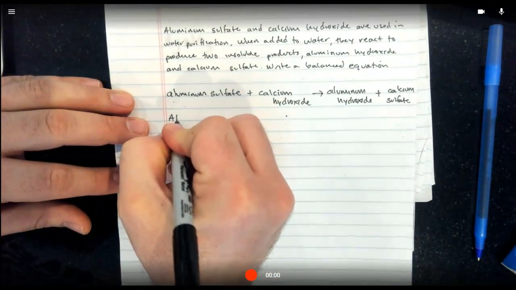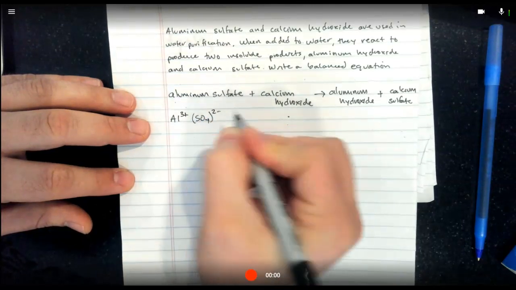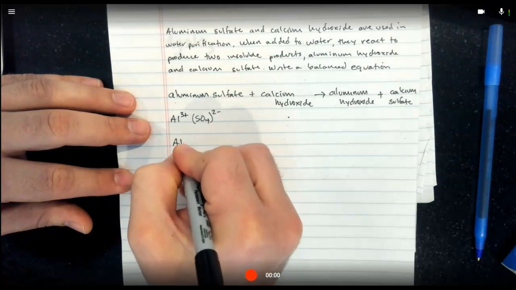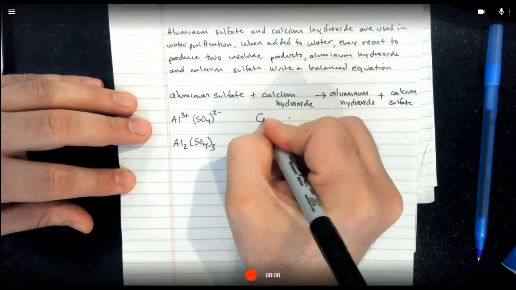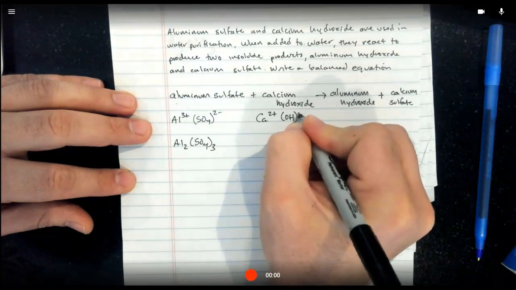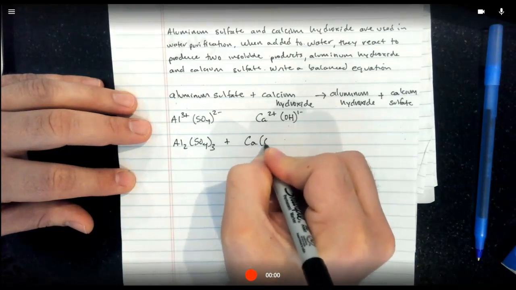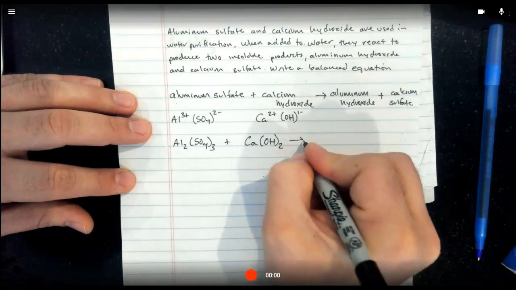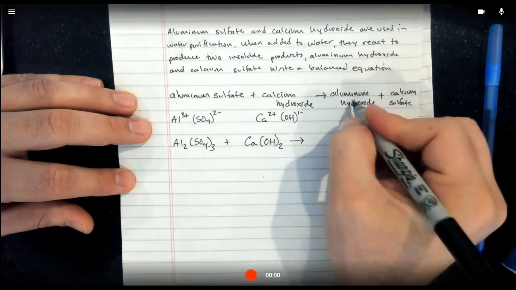Aluminum has a 3 plus charge, sulfate, SO4, 2 minus. So when we do our switcheroo, we end up with Al2(SO4)3. Calcium hydroxide, calcium has a 2 plus charge, hydroxide has a 1 minus charge. So when we do our switcheroo, we end up with calcium hydroxide, Ca(OH)2. Notice we keep the parentheses here because the subscript outside of the parentheses is a 2.